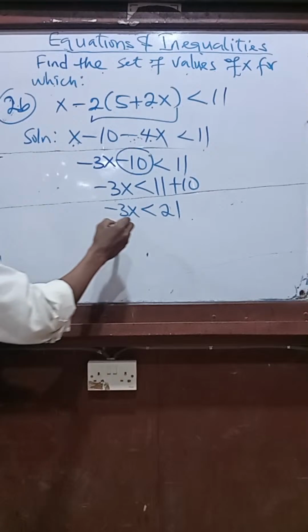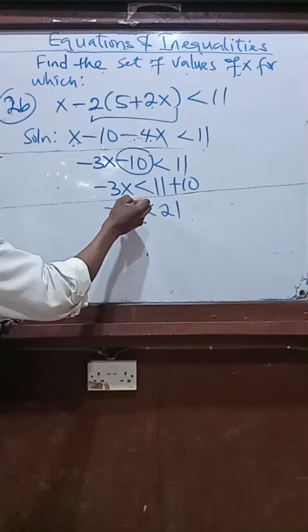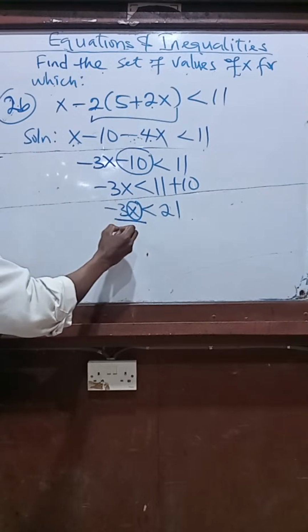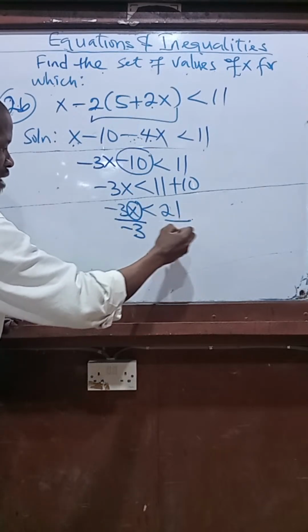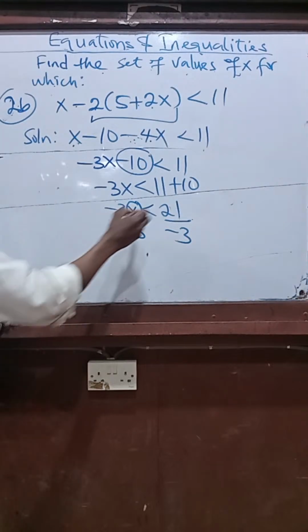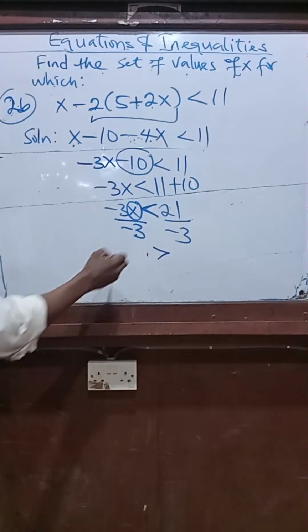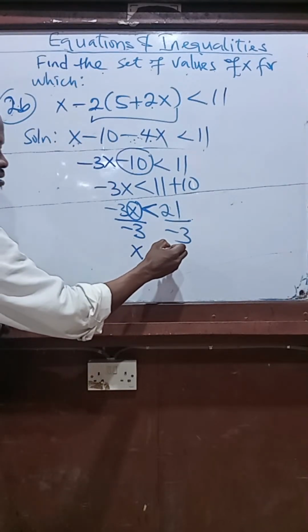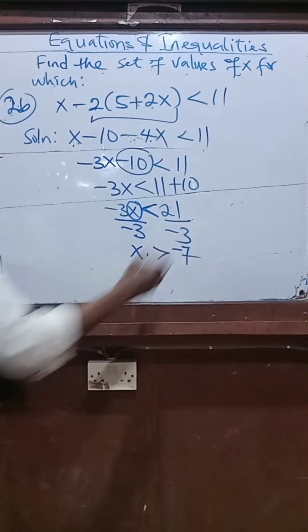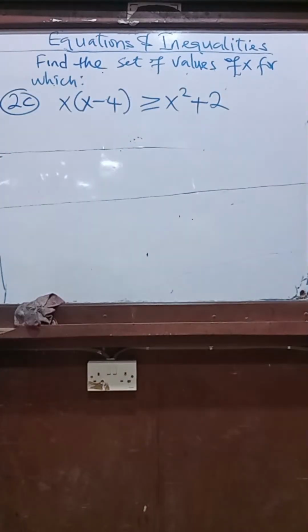Okay, so then now divide both sides by the coefficient of your variable. That's minus 3, minus 3. And when you divide by a negative, this inequality sign will reverse itself. So we have this, greater than minus 7. So that's that on that question.